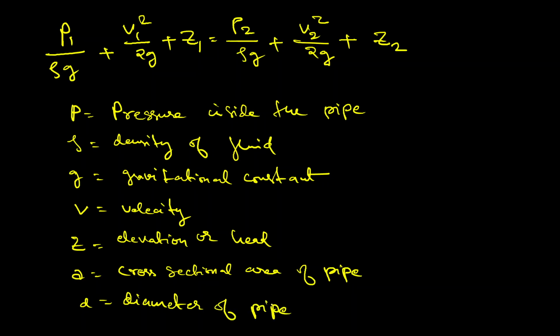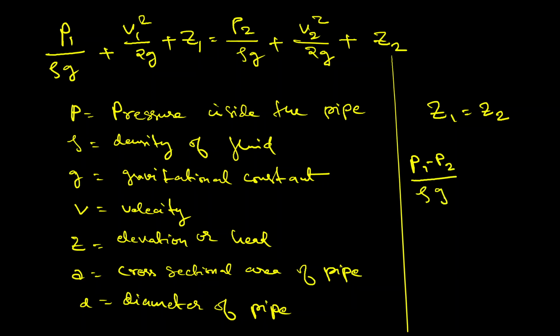Diameter of pipe here. After that I will tell the equations here. The elevations in this venturimeter are Z1 equal to Z2. By simplifying this equation, (P1 minus P2) upon rho g is equal to (V2 square minus V1 square) upon 2g.